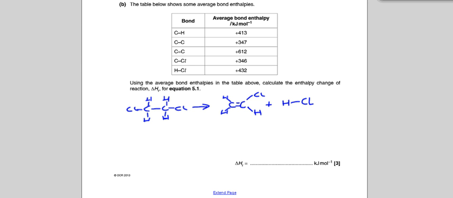Part B, bond enthalpy calculation. These are quite nice questions, but it is crucial that you draw out the full displayed formula for the reactants and the products, because that way you can go through counting the bonds. So on the reactant side, you've got the bonds that are being broken.